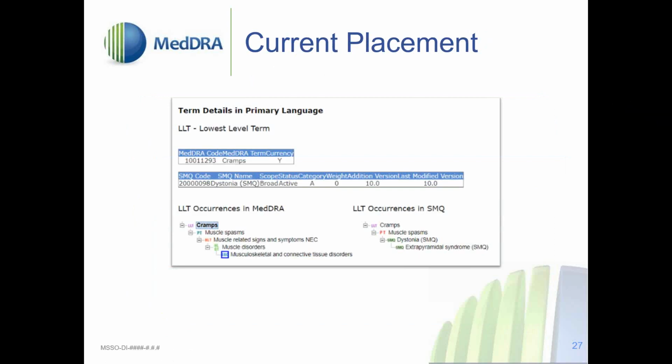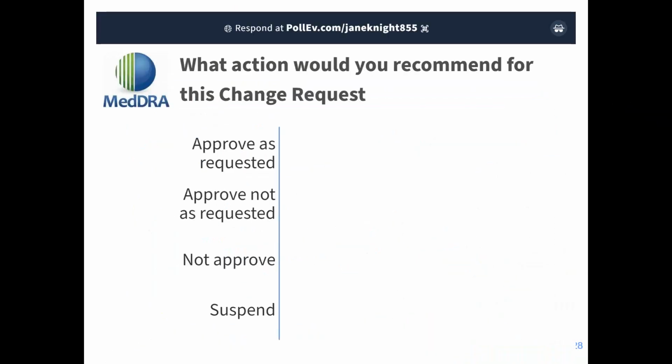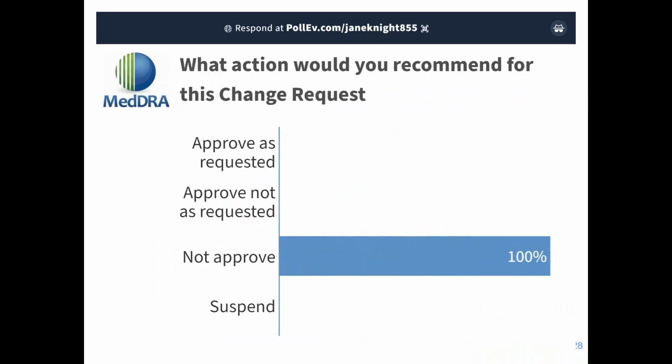Here, just for your benefit, you can see what they're talking about. Here's the LLT cramps with a PT of muscle cramps going up through the muscle disorders to the musculoskeletal and connective tissue disorders SOC. So you can see there it's a muscle cramp. The submitter was asking that because they most commonly see it with abdominal problems, abdominal cramps, they'd like to make it non-current. So what would you do with this one?